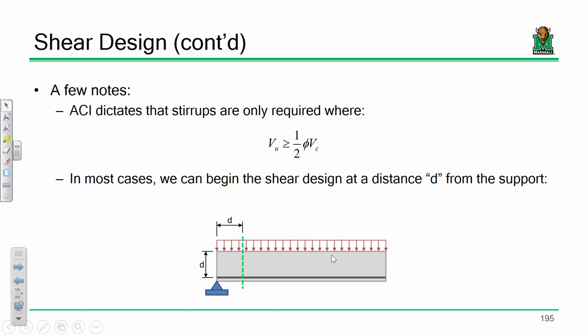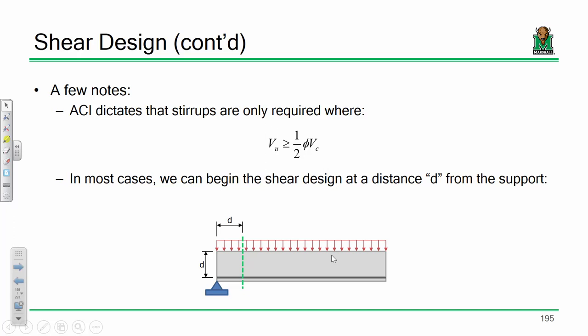And that'll become clear when we do our example, but the reason why is because, remember, when concrete elements fail in shear, they fail quick. So what the code is saying is, I don't really care what's going on in some of these regions. You still have to provide some degree of reinforcement to prevent that sudden failure. Now, if you have really small shears where the shear is less than half of phi V_c, you don't need to worry about it. But we'll see that here in a second.